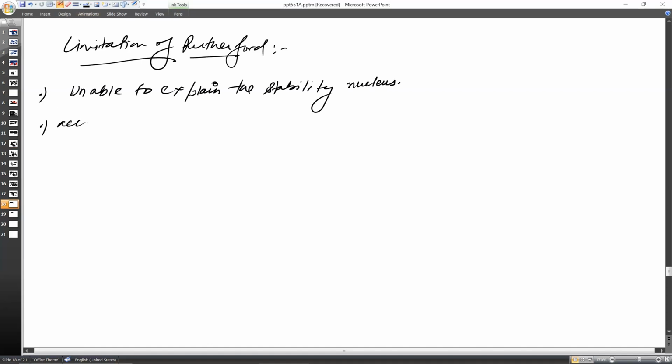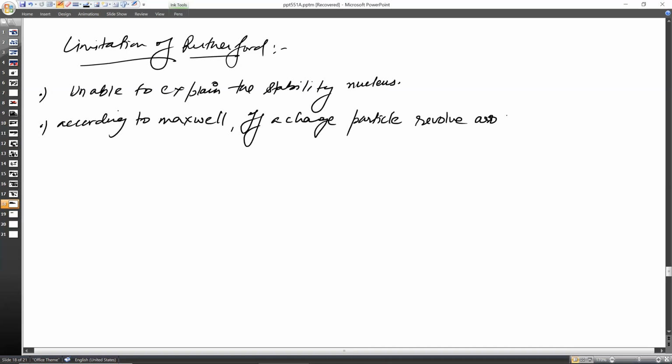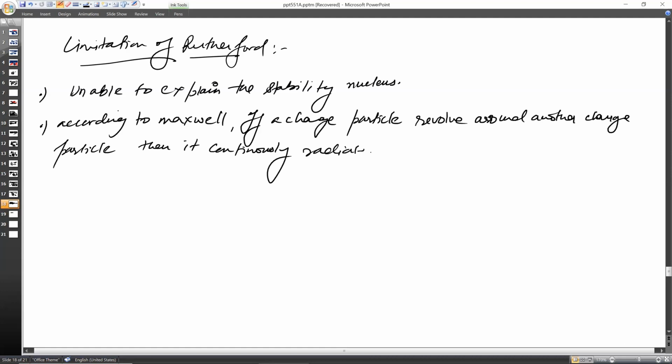According to Maxwell, if a charged particle revolves around another charged particle, then it continuously radiates or releases its energy. Okay, it continuously radiates or releases energy.